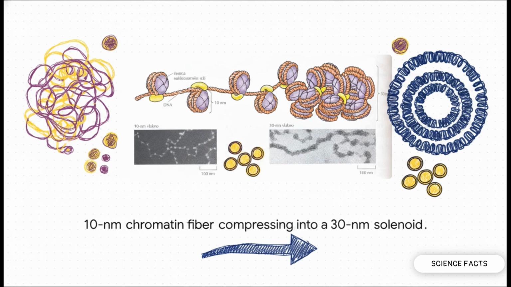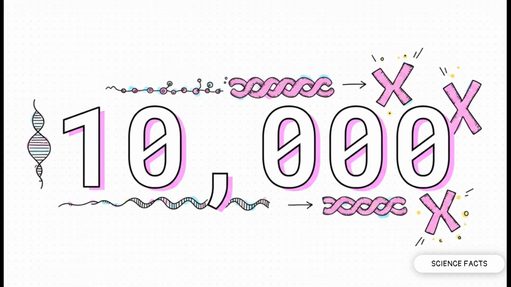Just look at this electron micrograph showing the 10-nanometer fiber condensing. As it compresses into that thicker 30-nanometer solenoid fiber, you can see how about 6 separate nucleosomes group together to form a single turn of the ring. It is a stunningly organized geometric coil. It's essentially taking a delicate, easily broken string and twisting it into a really robust, sturdy cable.